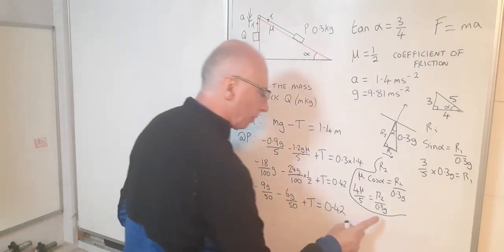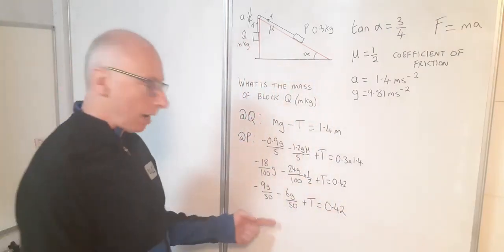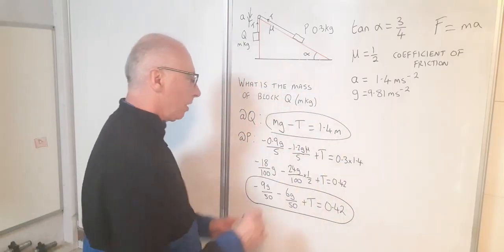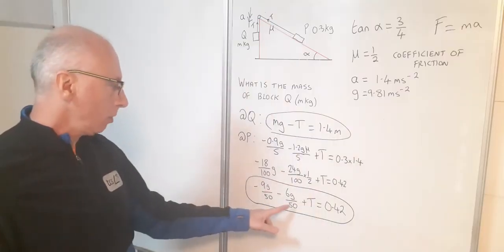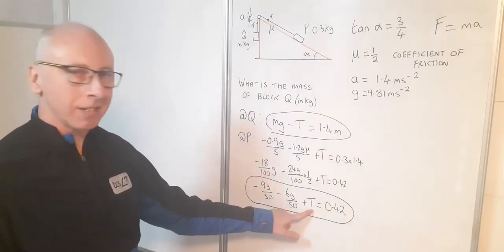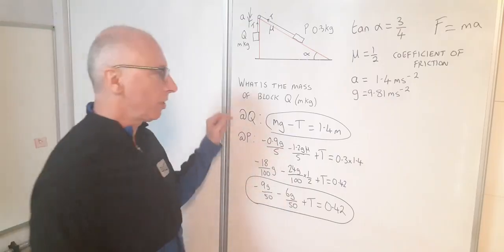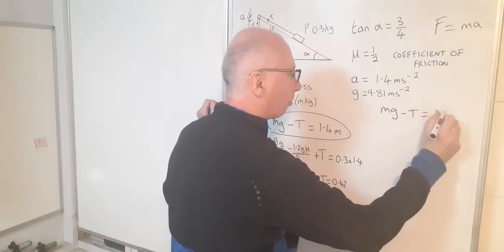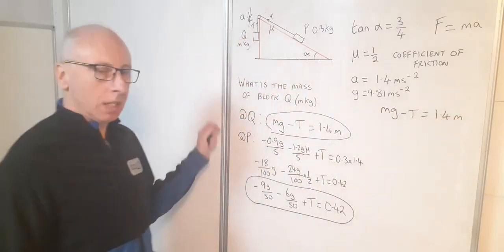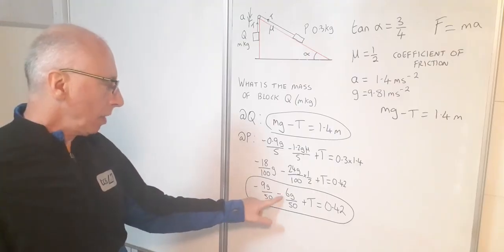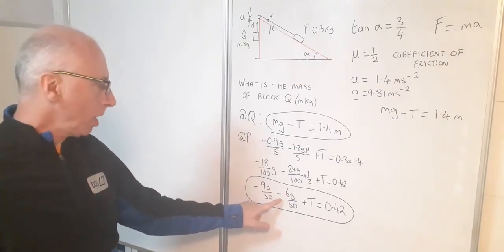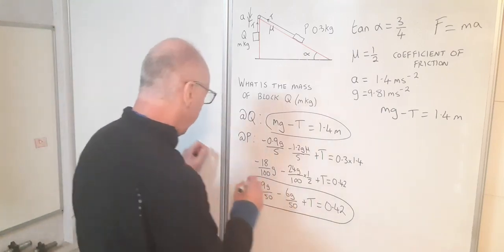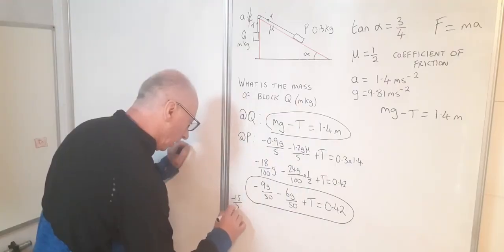Okay, let's clear this off the board. Okay, so now we've got this equation and we've got this equation here. This one's got the two m's unknown and this one has everything, but we could just isolate that into T. But let's put them together into one set of simultaneous equations. So I've got mg minus T equals 1.4 m. And then here I've got minus 9g over 50 minus 6g over 50. Well, that could be minus 15g over 50.